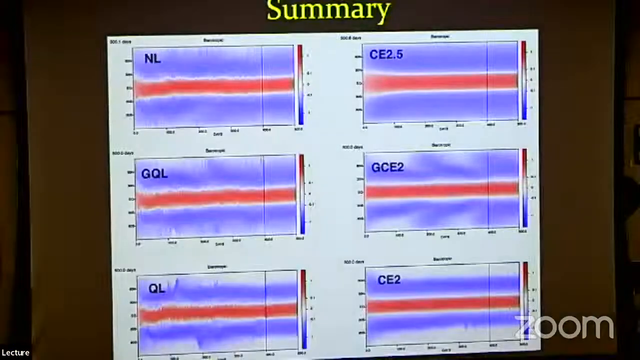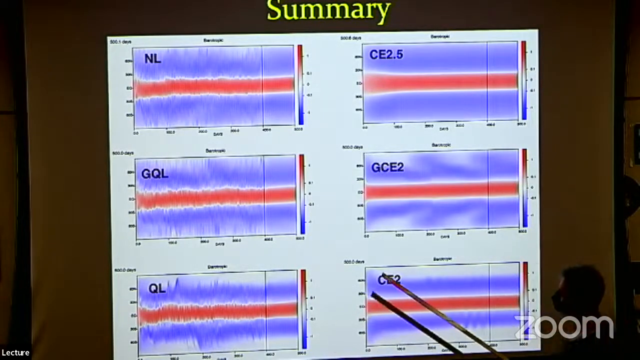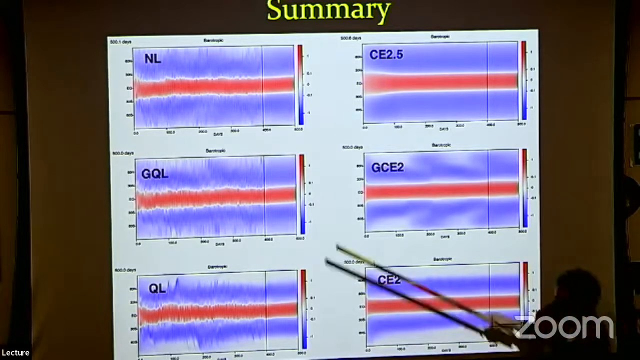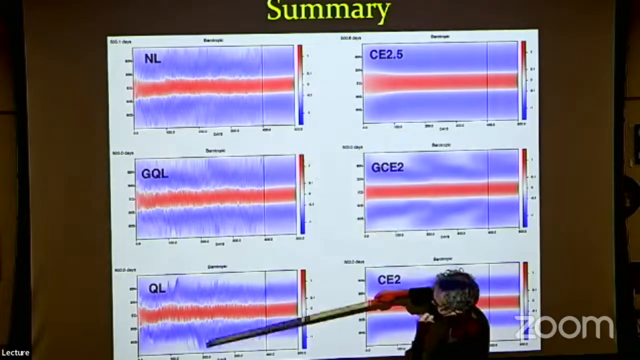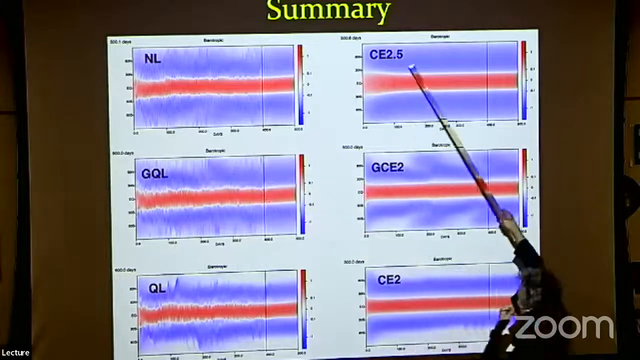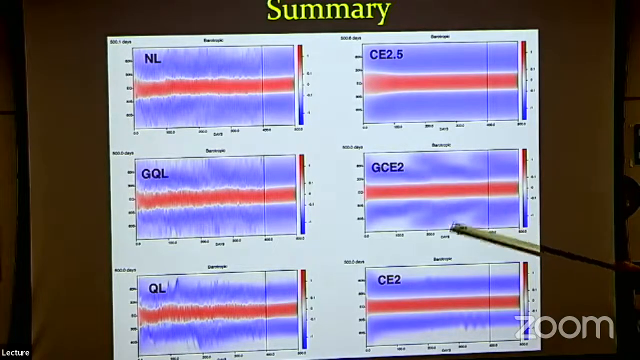And here's a summary of how well all these things do. And you can see we've got something there for GC2 as well. So down here, these are the kinds of things you solve in real space. So nonlinear, QL, GQL, and these are the statistical flavors that we've looked at.